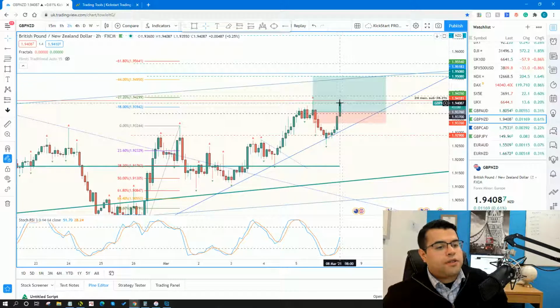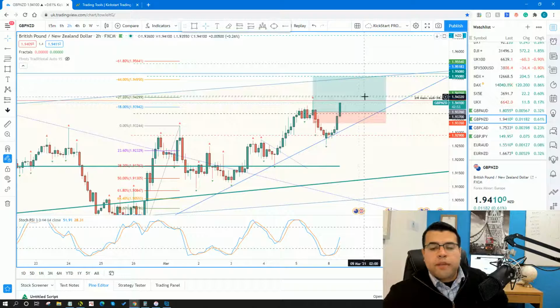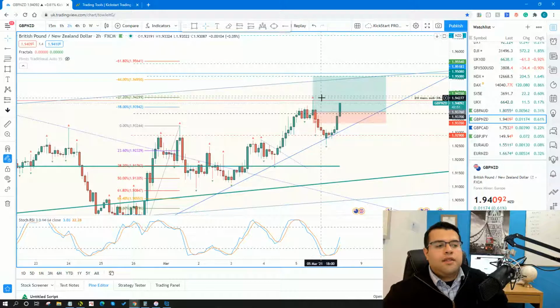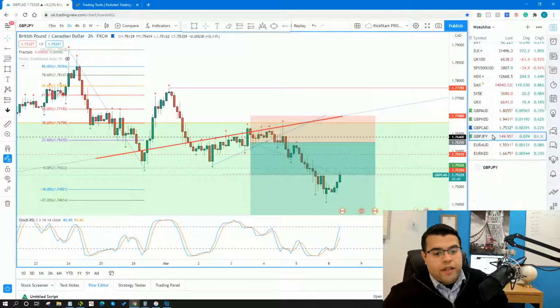I said I think there's actually scope for this to go further. So I actually moved the profit target, not because I'm trying to be greedy, all right, but because I can see some good scope here for this to go further, okay? So why not, is the way I look at it, right?